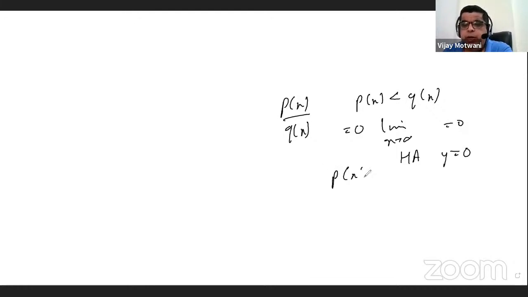If the degree of the numerator is greater than the denominator, please keep in mind that we are not going to have a horizontal asymptote. In this particular case, the horizontal asymptote will not exist. Simply put, limit x tends to infinity also does not exist.